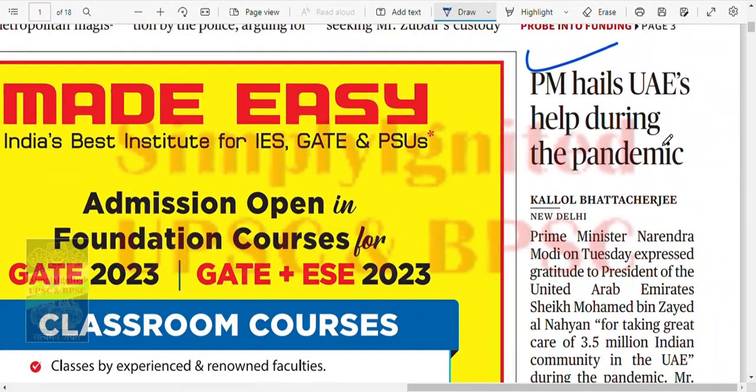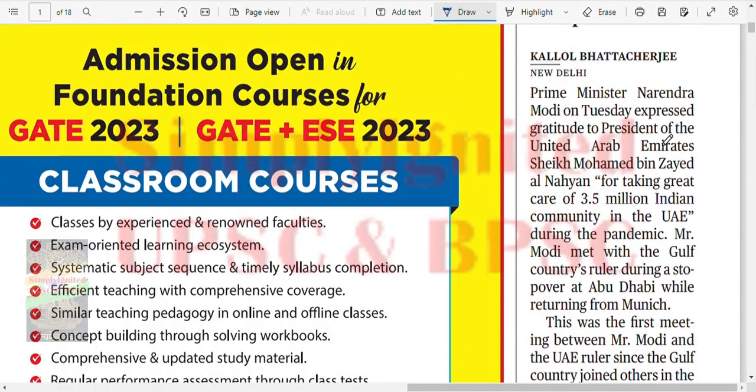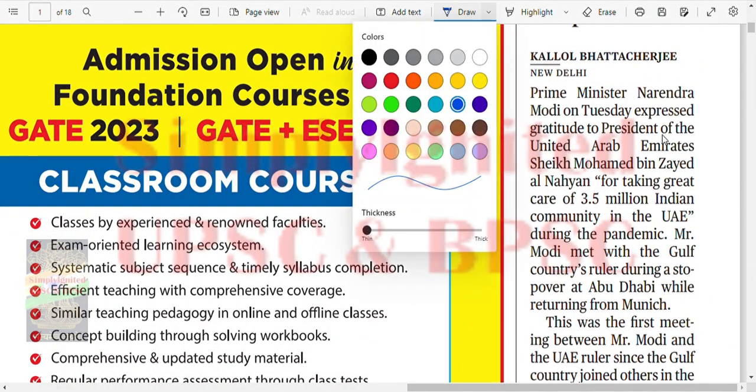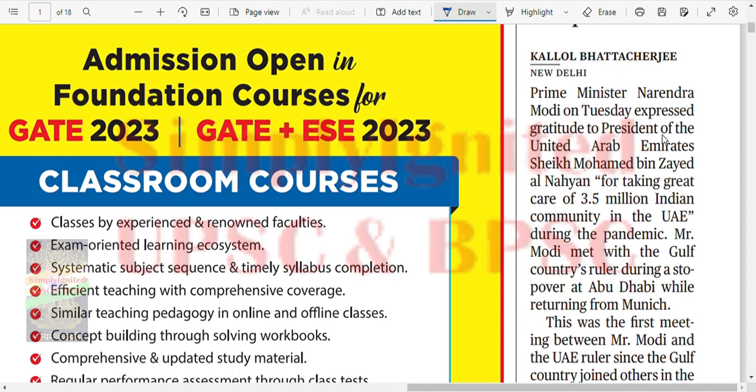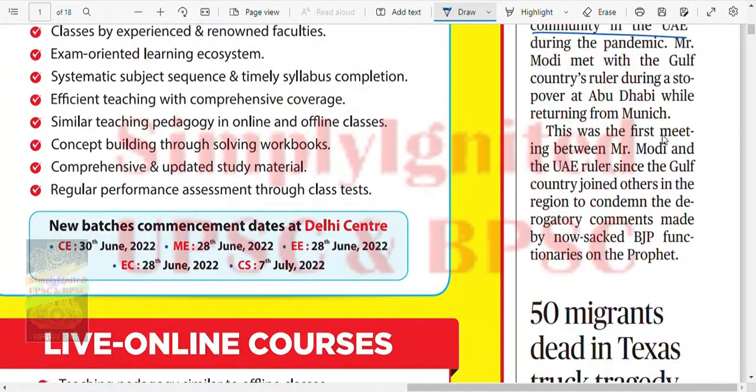PM hails UAE for the help during the pandemic. Mr. Modi expressed gratitude to the President of the UAE for taking great care of the 3.5 million Indian community in the UAE during the pandemic. He met with the country's leader during a stopover at Abu Dhabi while returning from Munich. This was the first meeting between Mr. Modi and the UAE ruler since the Gulf country joined other countries in the region condemning derogatory comments made by a now sacked BJP functionary on the Prophet.